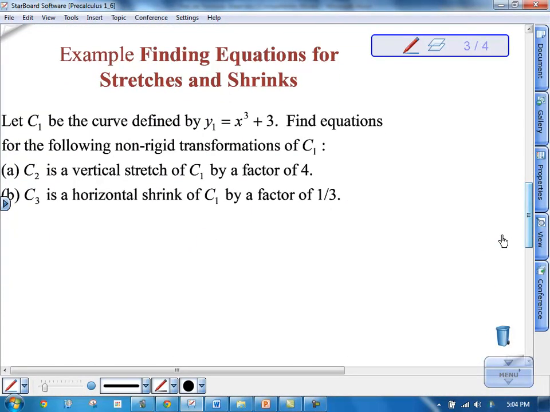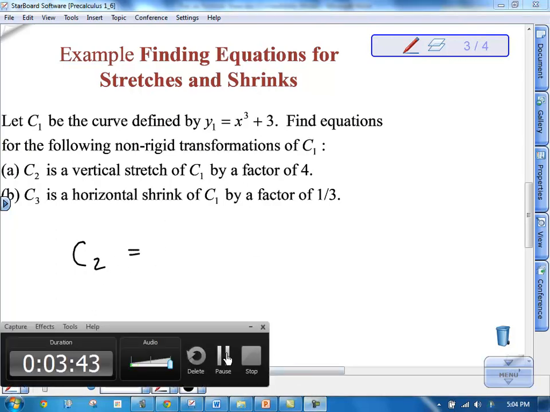All right, so here's an example. It says, let C1 be the curve defined by this equation. Find equations to the following non-rigid transformations. So we're going to do some stretches and shrinks here. First one, let C2 be the vertical stretch by a factor of 4.